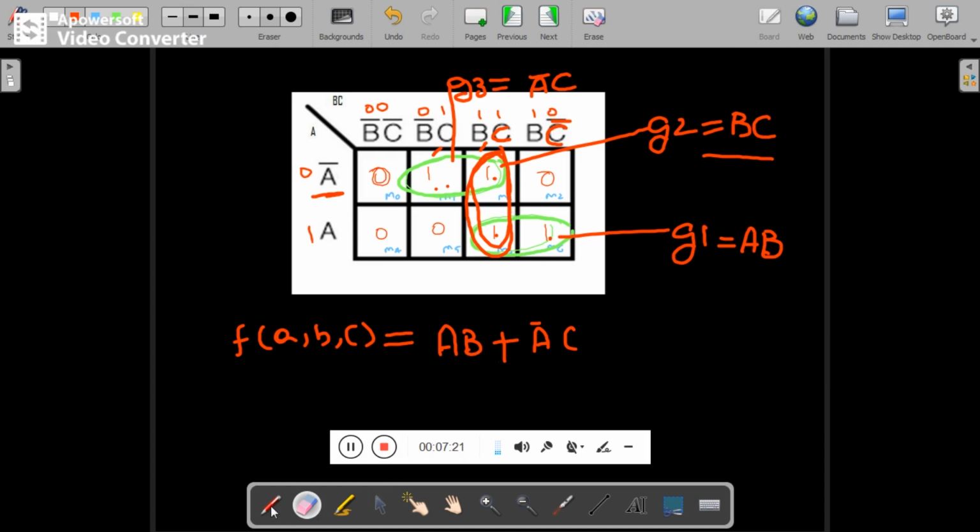So let me include BC. When you solve this one by using our distributive laws or Boolean theorems and laws, then you will get the final answer A, B and A bar C. That means this term will get vanished.